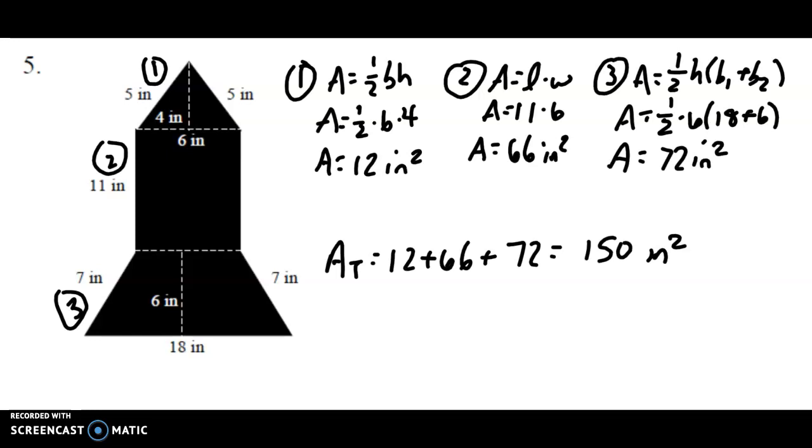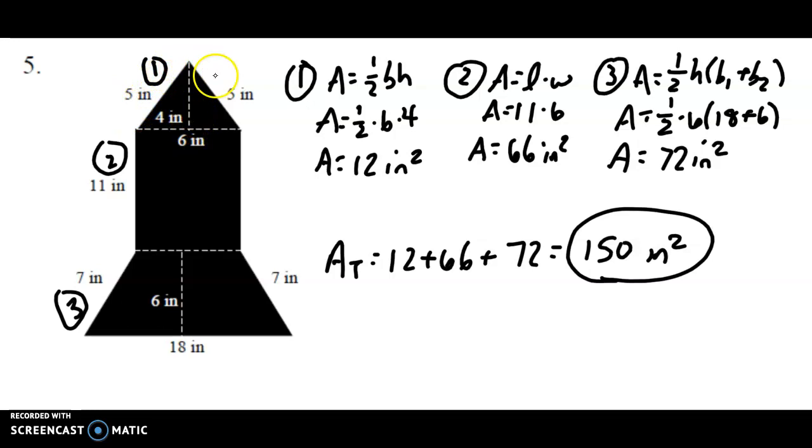Okay, so I got 150 square inches. That is my final answer. Hopefully you saw the triangle. Again, use that formula sheet to help you. Again, the base and the height. The base is the bottom. The height is straight up and down, up to the top.